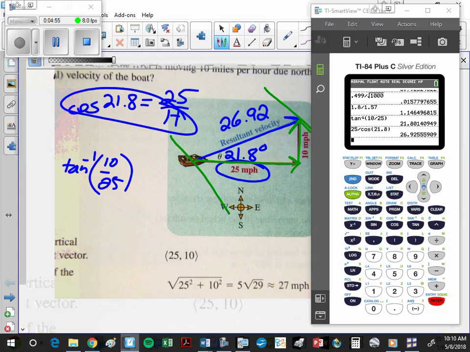Now, I didn't actually have to do this. What else could I have done? I could have done the Pythagorean theorem. It wouldn't have given me the angle. But if I wanted the velocity, I could use the Pythagorean theorem. Okay. What if the triangle is not a right triangle? Like the next problem.